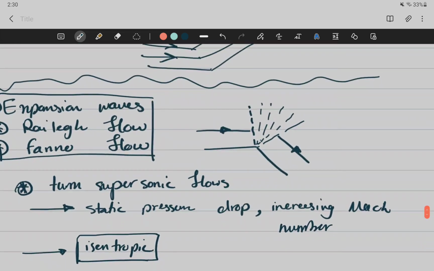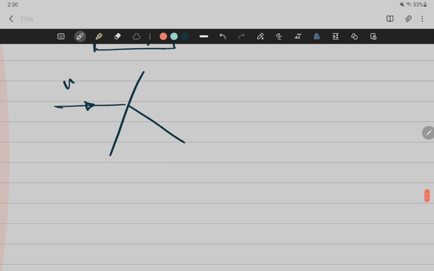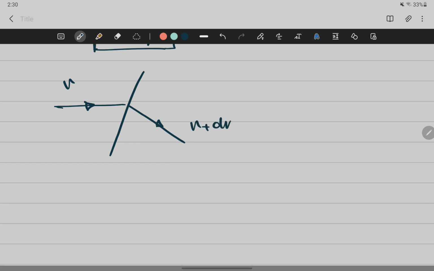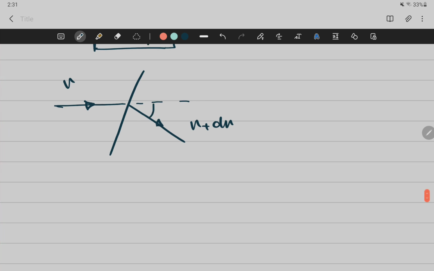But let's try to get an idea of how to calculate the flow properties after an expansion wave. Let's say you have this Mach wave, just one of the Mach waves of the expansion wave. And you have flow coming in with velocity v. What is going to happen to this flow after it has passed through the Mach wave? Its velocity is going to change. A small increment, but it's going to change anyways, right? Also, its direction, because the Mach wave is not a straight line, it's not normal to the flow, its direction is going to change as well. Let's call this change in angle d theta, right?